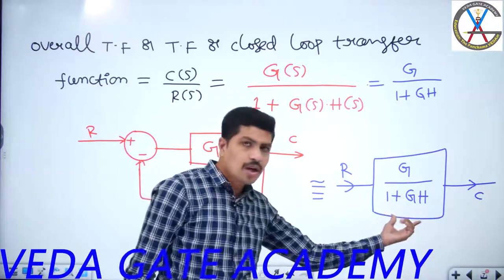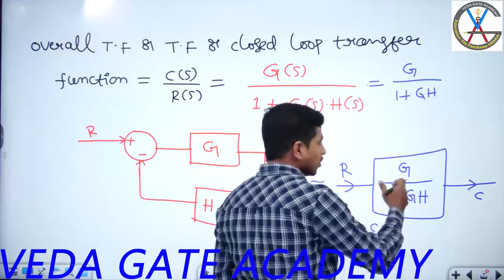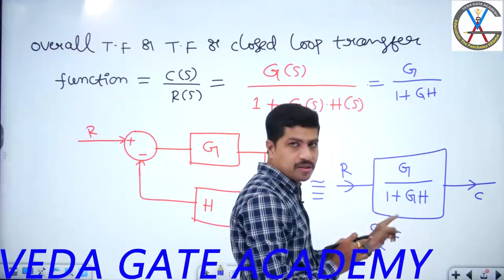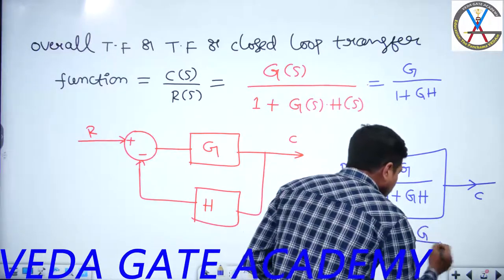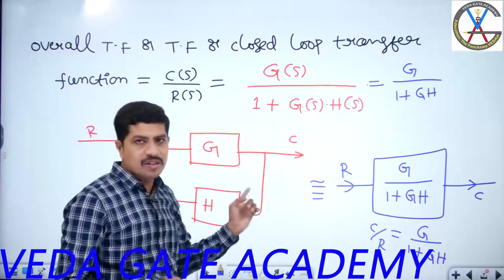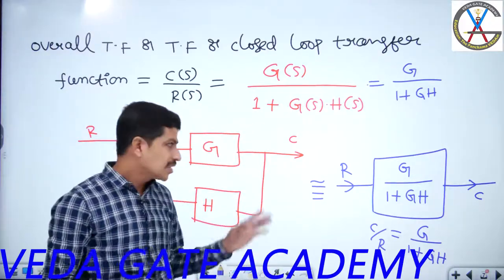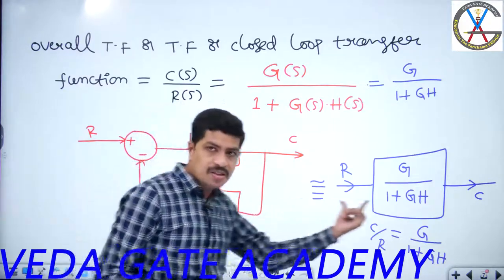The transfer function of this one is what? G by 1 plus GH. Tell me what is C by R. R into G by 1 plus GH is equal to C. So C by R is equal to G by 1 plus GH. The transfer function of this one is also G by 1 plus GH. Both the transfer functions are the same. Just the same can be represented in this way.